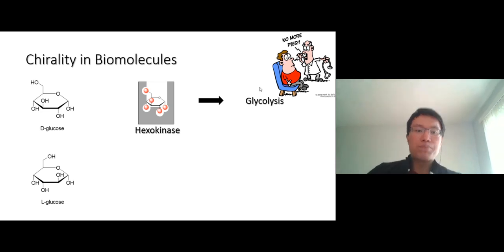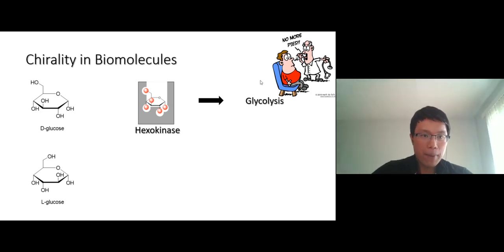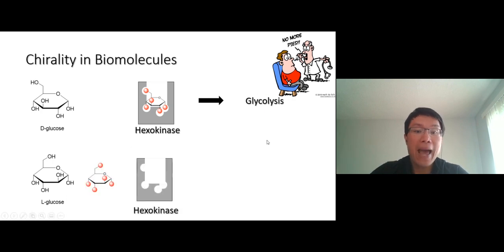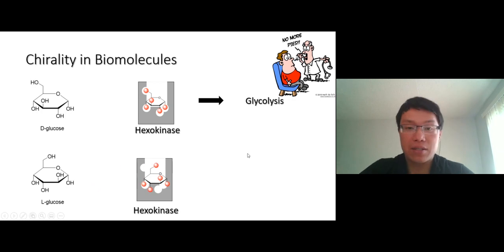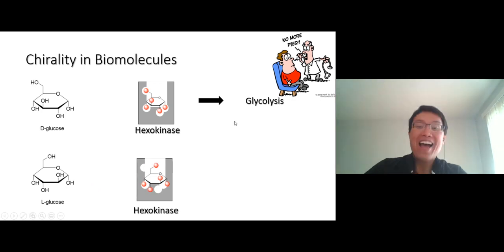Now, L-glucose, if you still remember, we talked about L-glucose as a sweetener. You can eat as much as you want, you never get fat. Have you ever wondered why? Here's the answer. L-glucose cannot enter glycolysis or the Krebs cycle because it cannot pass through hexokinase. It doesn't fit. That's what she said. It doesn't fit. And so hexokinase cannot recognize the structure of L-glucose.